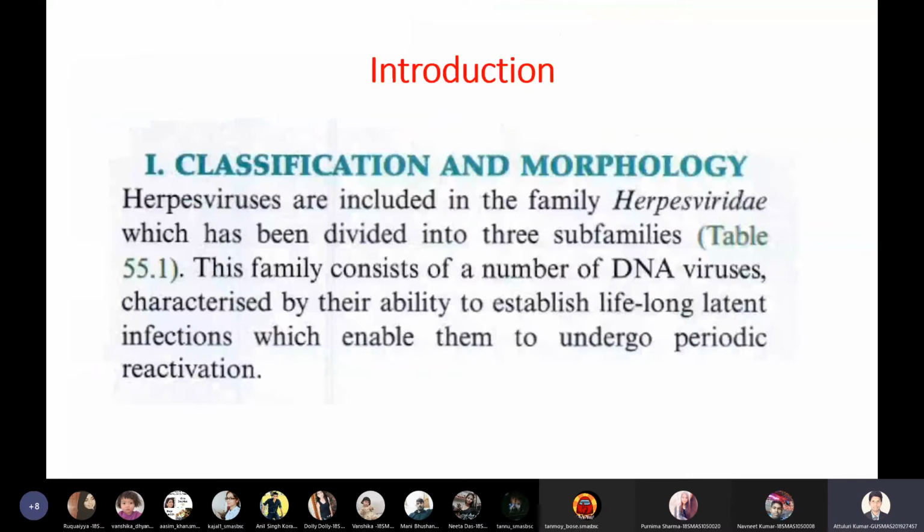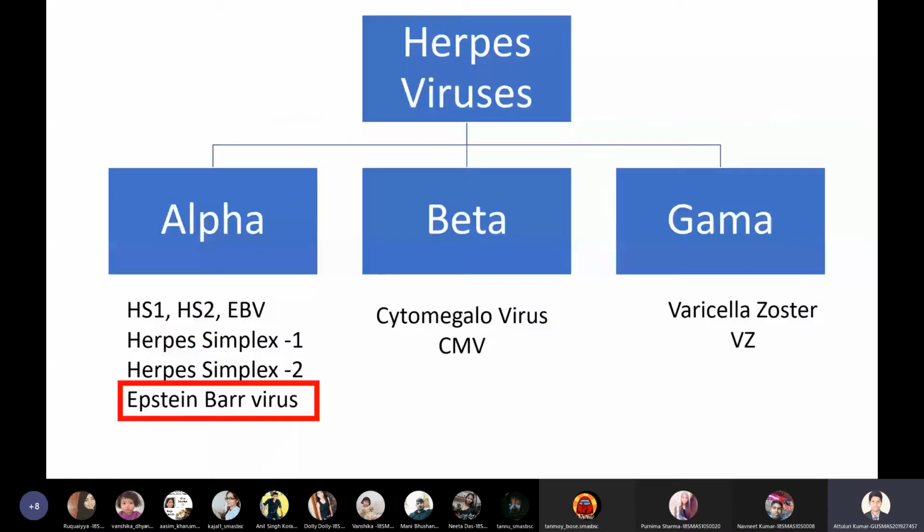This virus belongs to the herpesviridae. In herpesviridae, we have 3 subfamilies: alpha, beta, and gamma. In the alpha viruses, we have herpes simplex 1 and herpes simplex 2, and the third virus is Epstein-Barr virus. So in this lecture, we will discuss Epstein-Barr virus, which belongs to the alpha family of herpesviridae. Then we have beta viruses, which is cytomegalovirus, and in gamma viruses, we have varicella zoster.